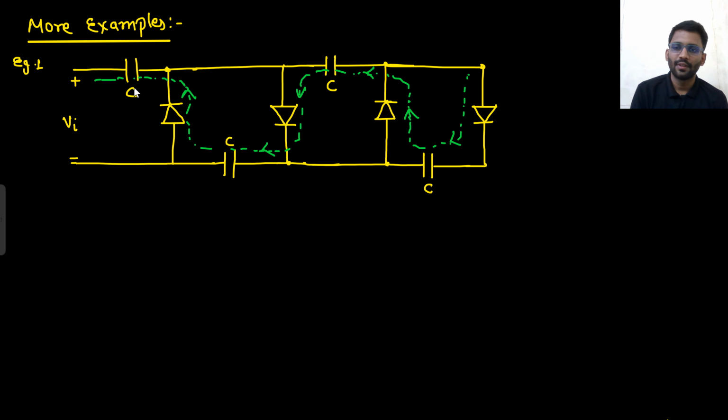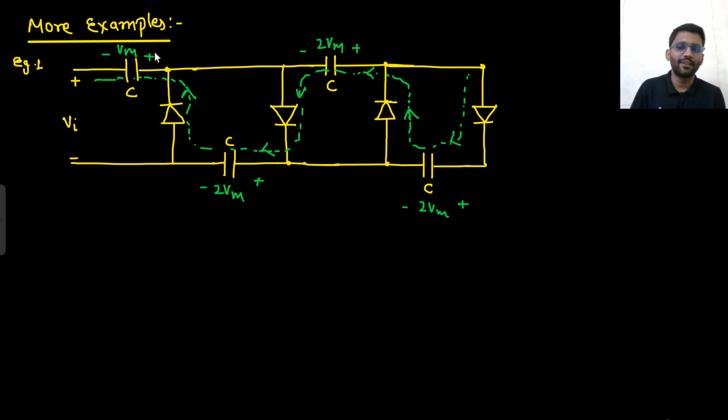Well and good. One thing I know, this will be charged to Vm only and the rest will be charged to 2Vm. Direction is this: 2Vm, 2Vm, 2Vm. Now your task is to solve this problem by the previous method that I told you, that you can do on your own.